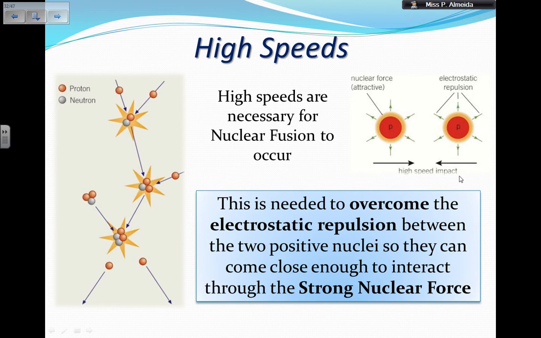So I need a very high speed to get nuclear fusion because it needs to overcome the electrostatic repulsion between the two positive nuclei so they can come close together enough and then interact through the strong nuclear force, which again is in some of my videos, right in the first playlist. The strong nuclear force is responsible for getting the nucleons attached together in the nucleus, okay? So that's why I need high speeds.